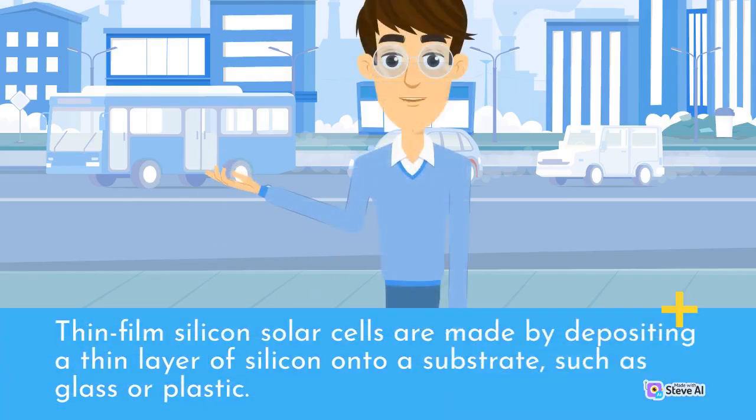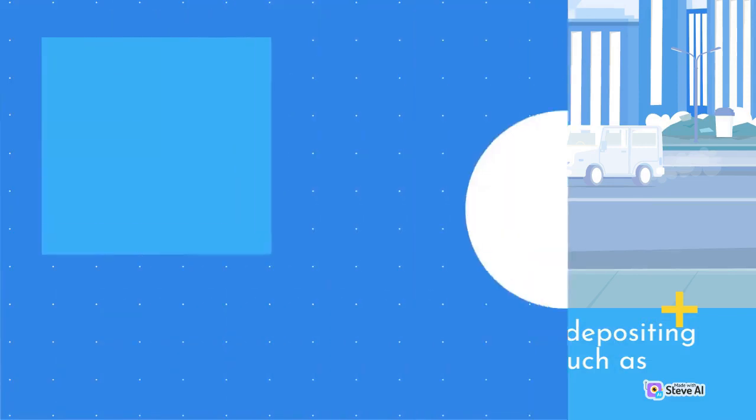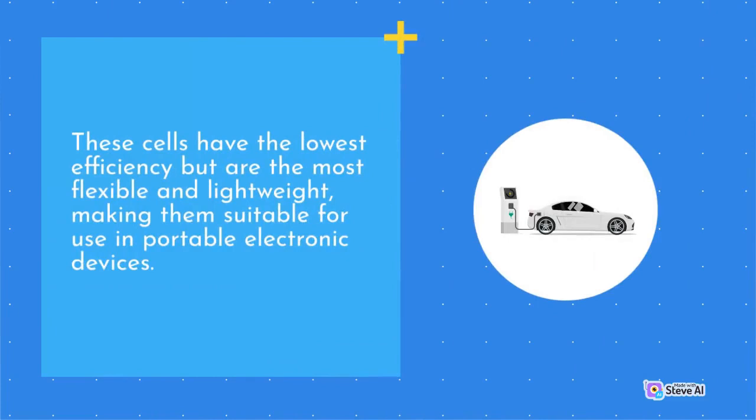Thin-film silicon solar cells are made by depositing a thin layer of silicon onto a substrate, such as glass or plastic. These cells have the lowest efficiency but are the most flexible and lightweight, making them suitable for use in portable electronic devices.